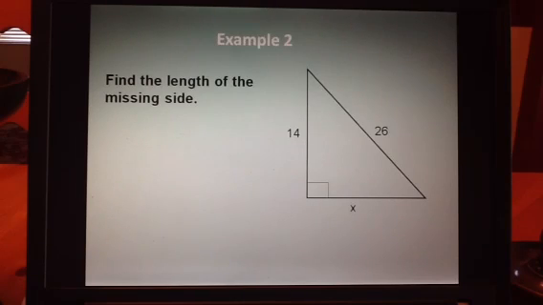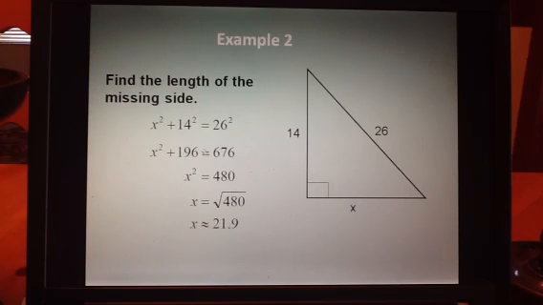Okay, example 2, this time we're looking for a leg. So, when you plug into the Pythagorean theorem, it doesn't matter which one you plug in the legs for, A or B, what matters is that you plug in 26 for C because it's the hypotenuse. So, this works a little bit different.